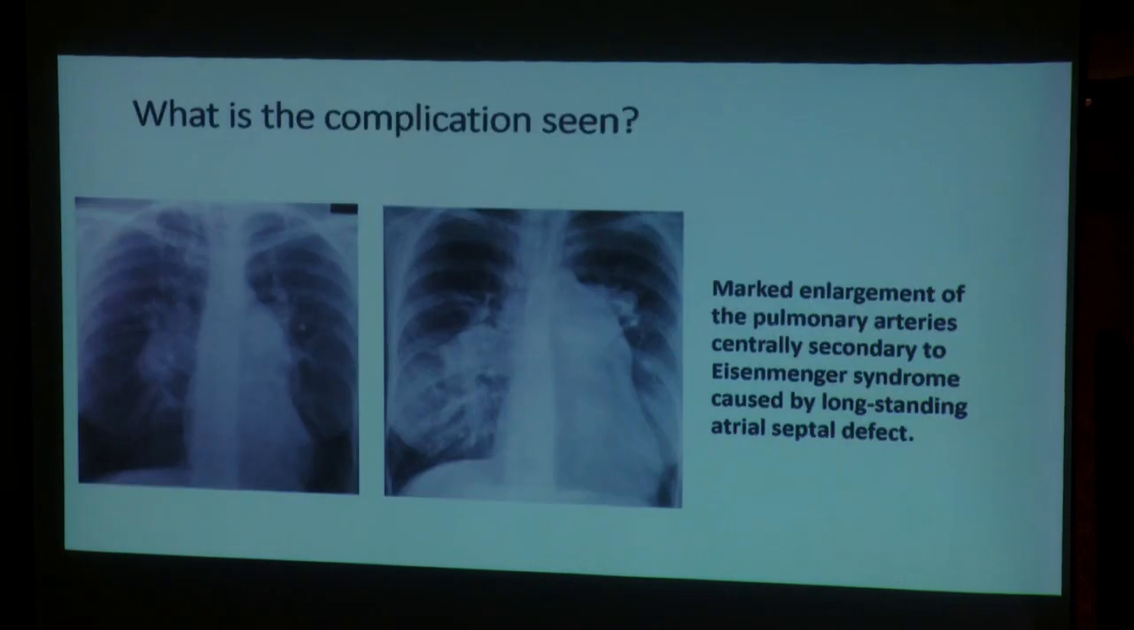What are the complications? Complications of any left to right shunt over a period of time: at the end, they can develop Eisenmenger syndrome. This is a marked enlargement of the pulmonary artery secondary to Eisenmenger syndrome.